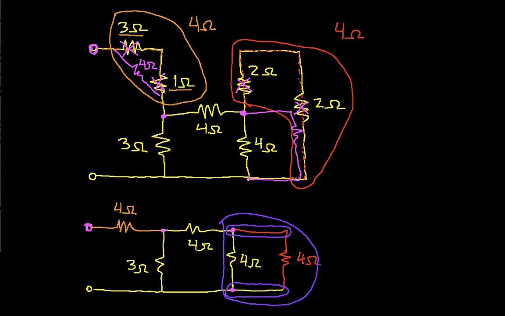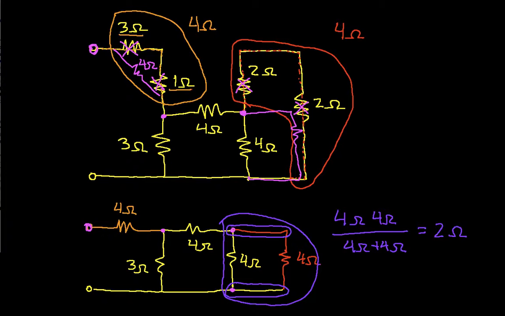So using the formula for parallel resistors, the equivalent resistance is going to be 4 ohms times 4 ohms over 4 ohms plus 4 ohms. And this turns out to be, if I've done my math correctly, 2 ohms. I get 16 over 8. So these parallel resistors have an equivalent resistance of 2 ohms.